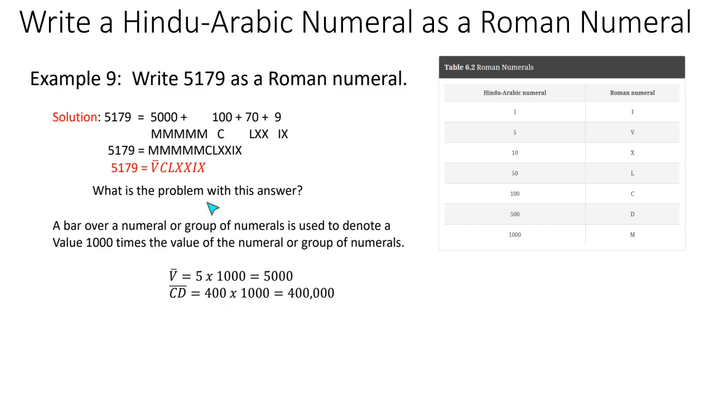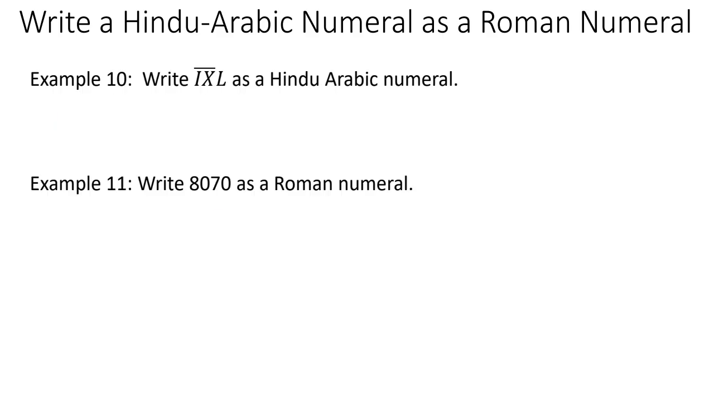And so if we fix our problem here, instead of writing 5 M's, we can write V with the bar on top, and then we have our C, LXX, IX. And let's try an example over here. So let's do these two. So it says write IXL as a Hindu-Arabic numeral.